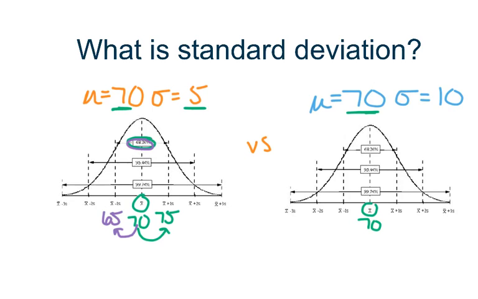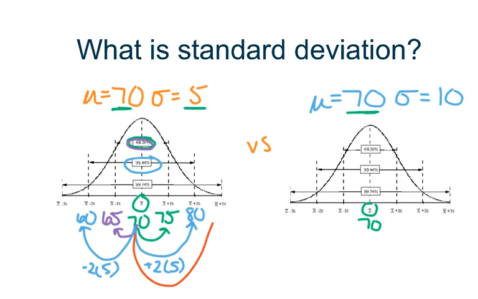Continuing on, if we went 2 standard deviations out, now we're taking 70 and adding 2 times the standard deviation. So that would be adding 10 to 70, which is 80. To get the lower end of the range, we're going to subtract 2 times the standard deviation, which would give me 60. This tells me that 95% of the people in this class scored between a 60 and an 80 on the test.